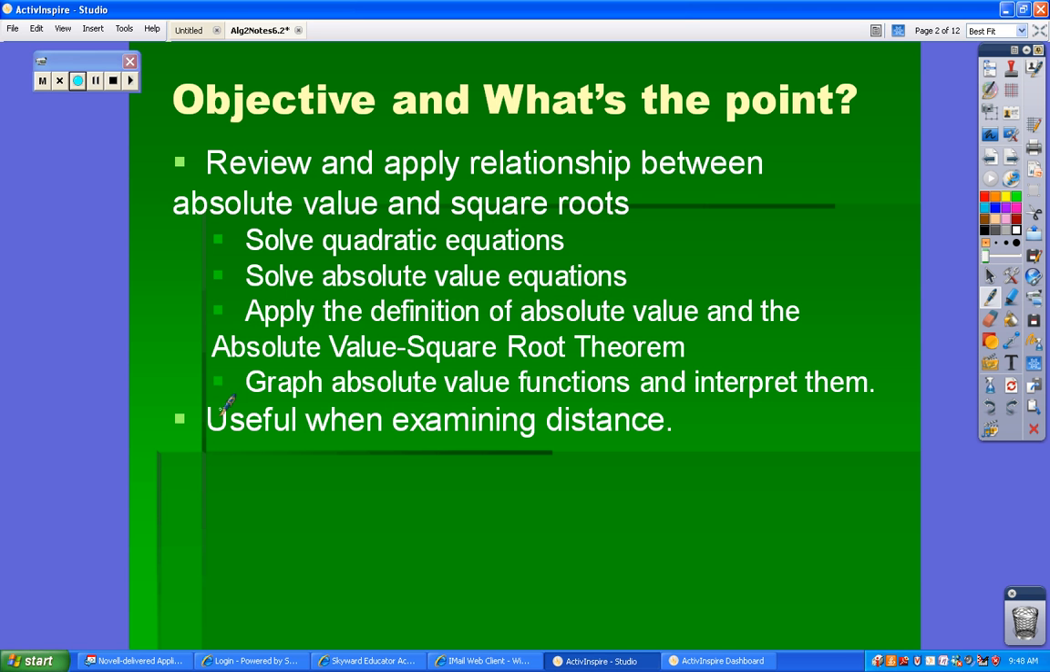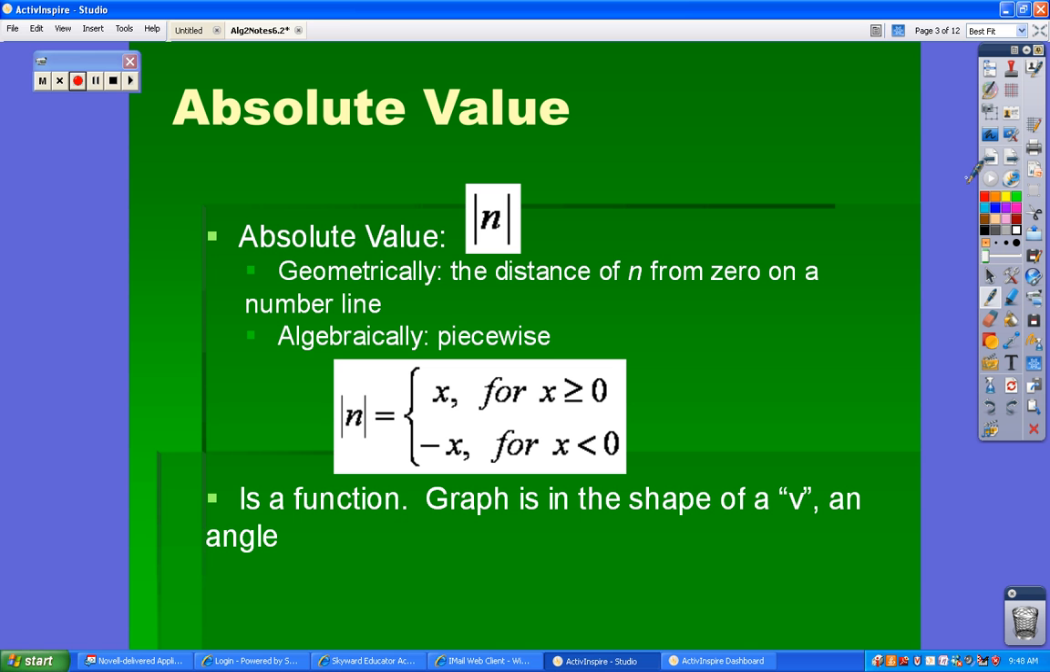Absolute value is useful when examining distance because by definition, absolute value and distance are the same thing. So what is absolute value? These are the symbols. They look larger than ones. The absolute value of n has a little bit longer bars. Geometrically, and this is the thing that makes sense to kids, it's the distance of n from 0 on a number line. Some kids always say it's positive or it's the opposite. No, it's not the opposite. It's the distance. It is always positive because there's no such thing as negative distance.